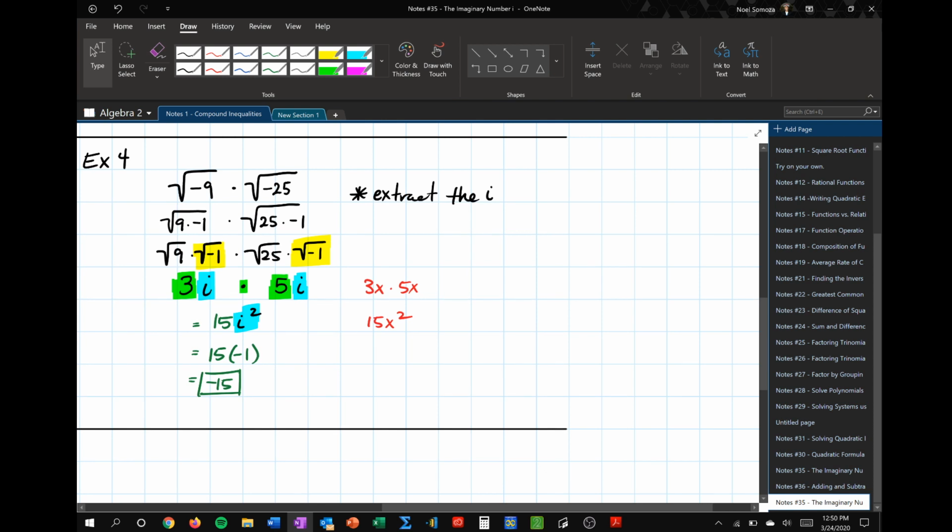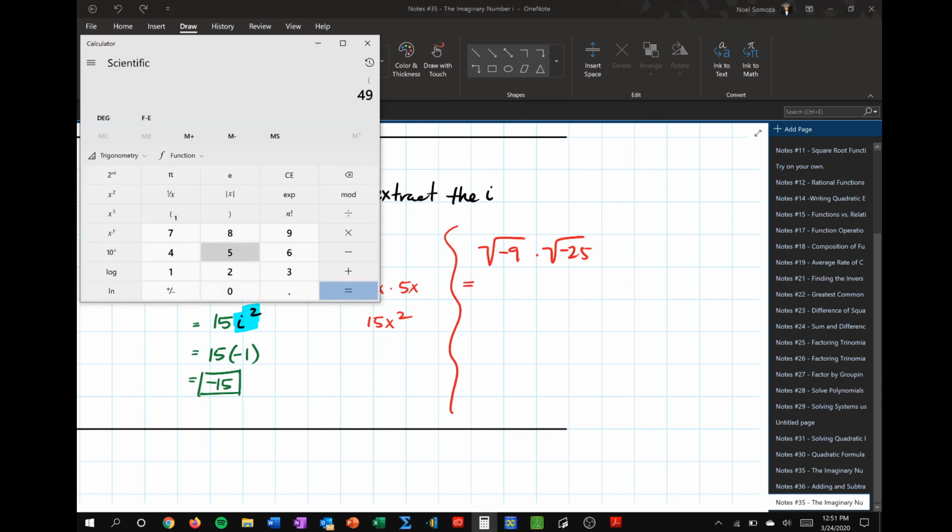Let me show you the incorrect way to do it. What would have happened if you didn't extract i first? What if you would have just multiplied the numbers inside of the square roots together and then tried to simplify? Well, here's what happens. You end up with -9 times square root of -25. If you multiply the 9 and the 25 together, let me show you. -9 times -25.